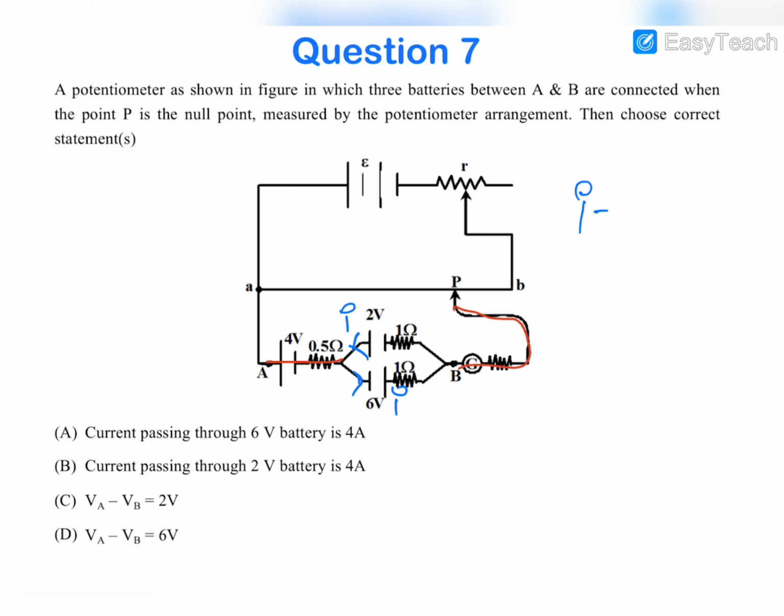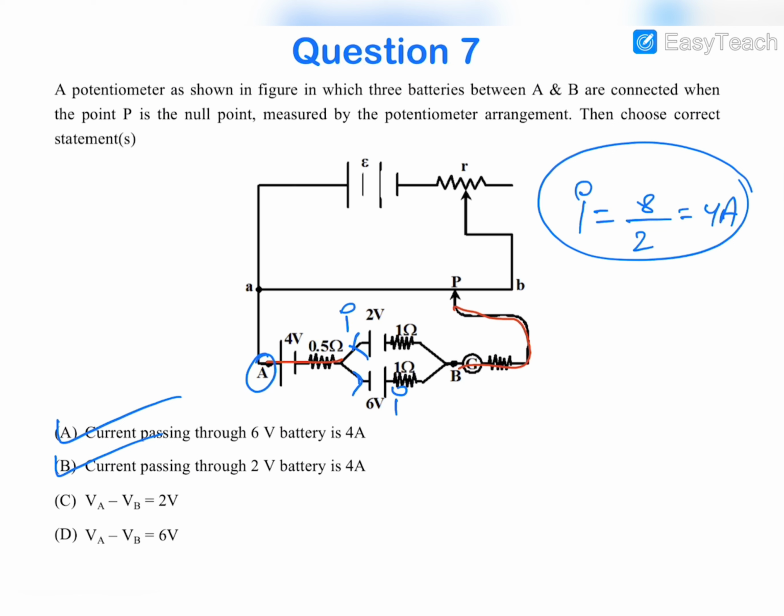This I, you can see that these batteries are in series. So this I is 8 upon 2, which is 4 ampere. What I have done, I have used KVL. This is plus 2 plus 6 minus I into 1 minus I into 1. So current passing through a 6 volt battery is 4 ampere. Current passing through 2 volt battery is 4 ampere. This is correct. Now VA minus VB, this is A and this is B.